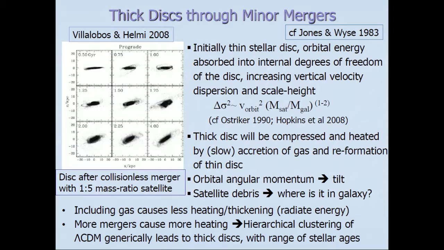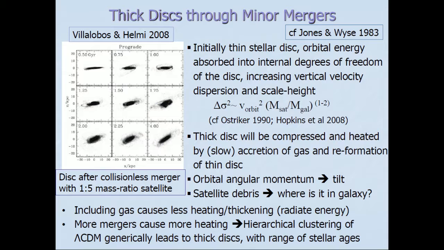How might we form these thick disks through mergers? As I mentioned, you take two systems, you end up with one. The orbital energy goes into the internal degrees of freedom of the disk. You can just scale it, sort of. The increase in velocity dispersion of the disk is going to go like the ratio of the masses of the two systems merging times the orbital energy, v squared. And that just about works.